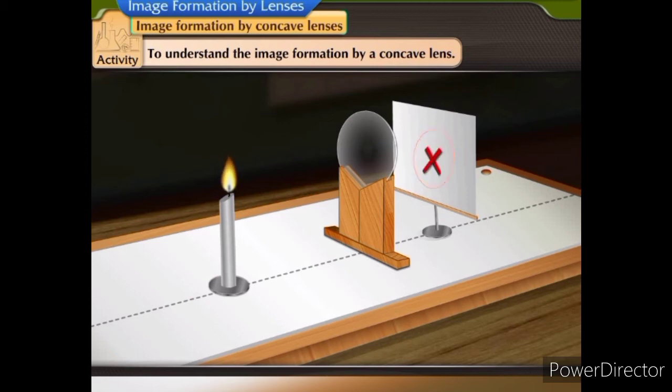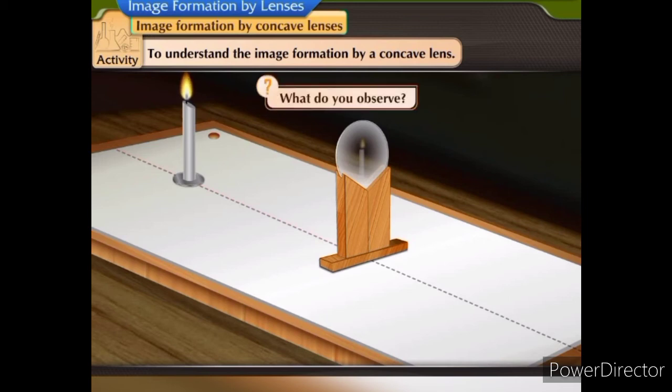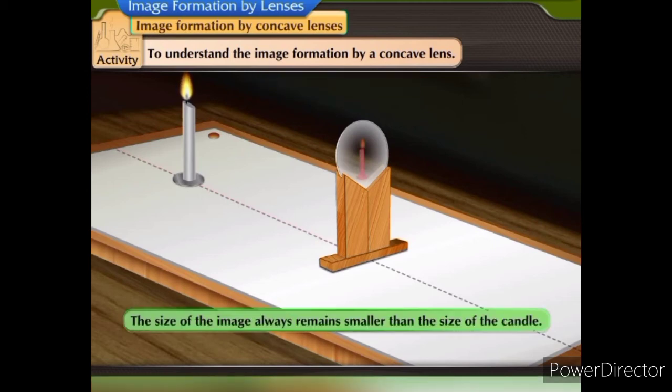You will observe that there is no image of the candle flame formed on the screen. But if you look through the lens by adjusting your eye behind the lens, a small image of the candle and its flame is seen inside the lens. Now, move the candle away from the lens and observe the size, nature, and position of the image. What do you observe? Well, you will observe that the size of the image always remains smaller than the size of the candle. Also, the image remains virtual and erect in nature.